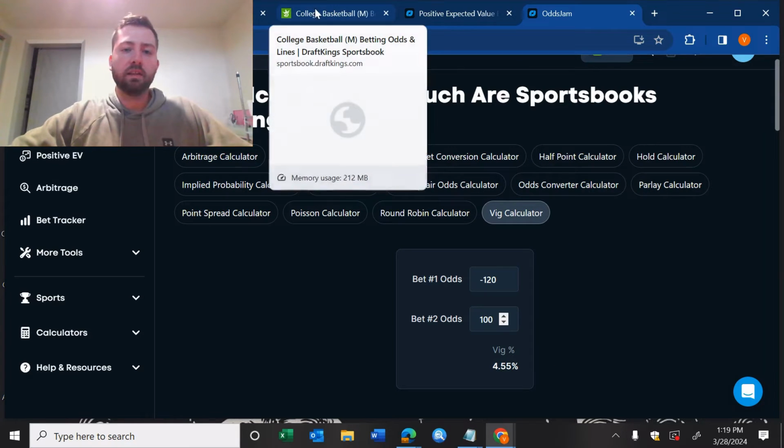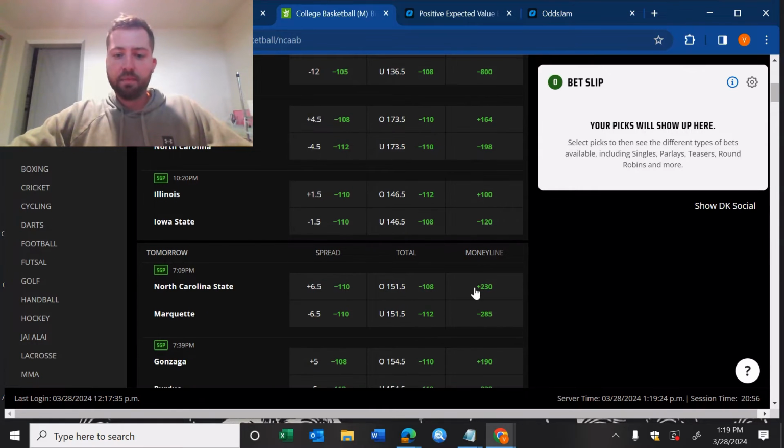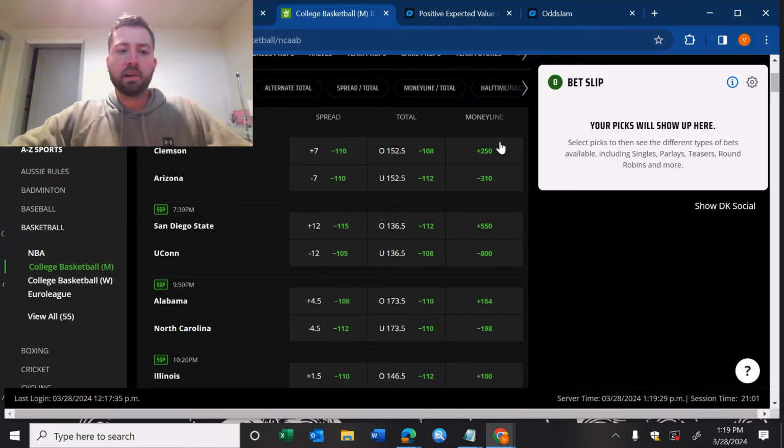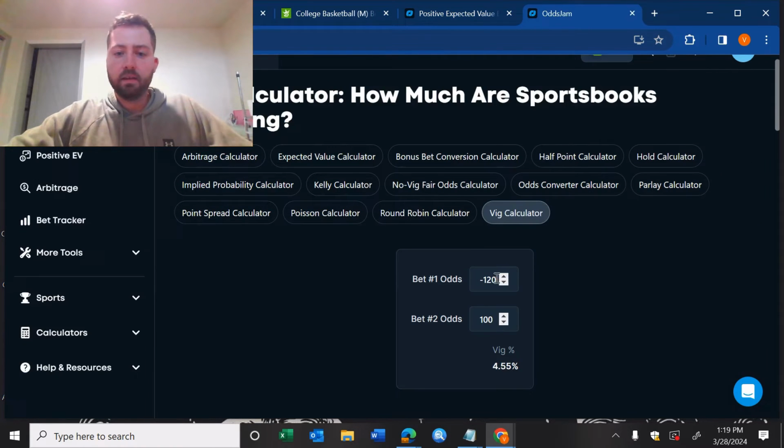But let's go and look at another game that has a much larger width. So this has a market width of 60, and it's plus 250 and minus 310. So that is a market width of 60. So we'll put it in the calculator to see how much VIG there is here. Plus 250 and minus 310. So this is actually a lower VIG percentage than the other game.